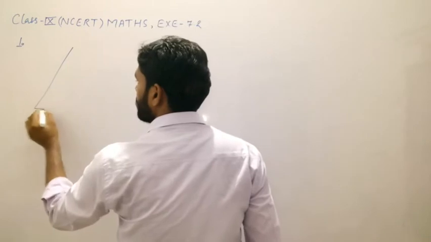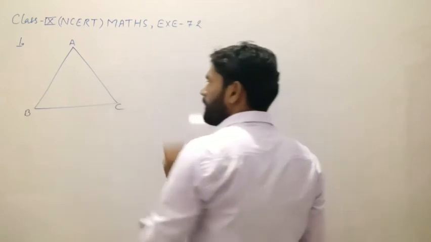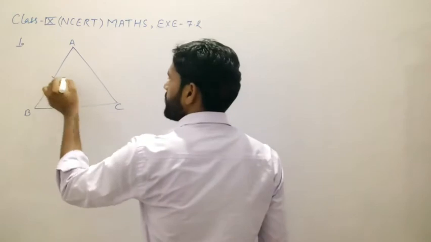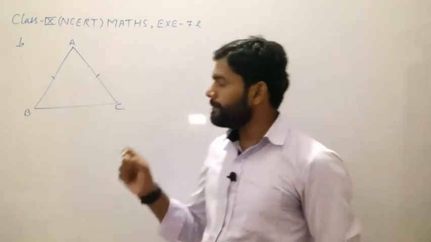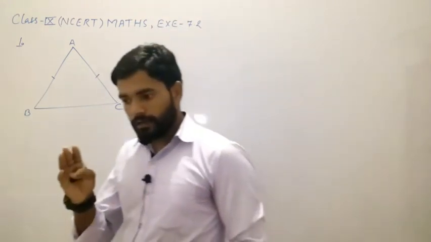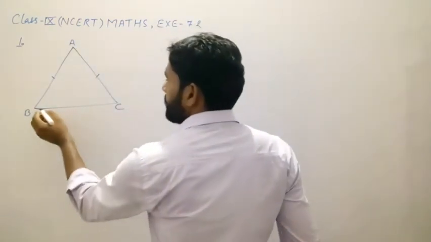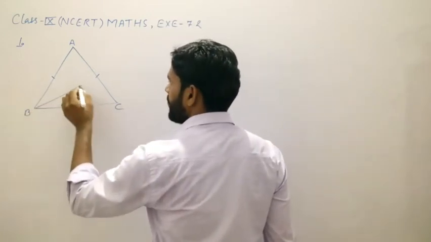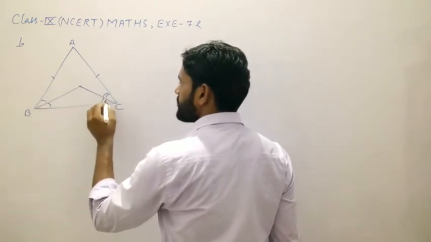In an isosceles triangle ABC, two sides AB and AC are equal. Clear? A triangle is given, ABC, which is an isosceles triangle, and in this triangle two sides AB and AC are equal to each other. Bisectors of angle B and angle C. It means these both angles are equal and these both angles are equal.